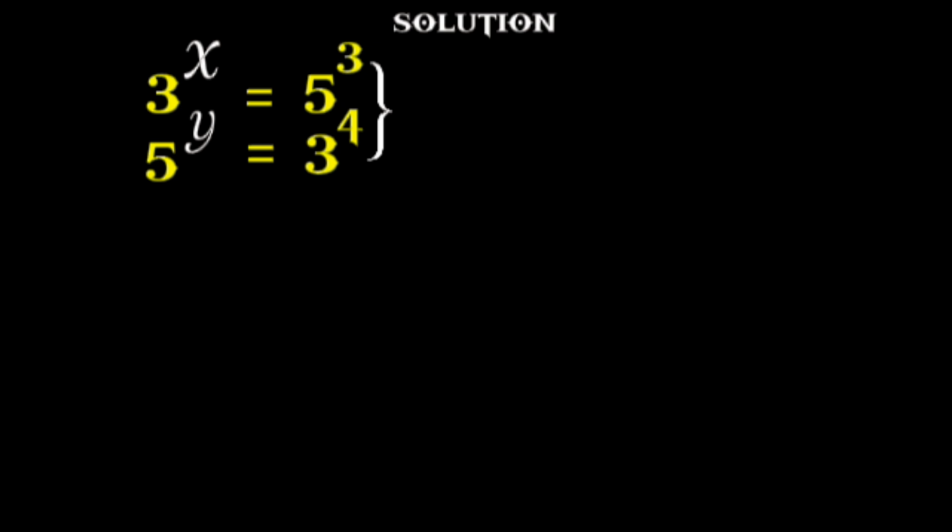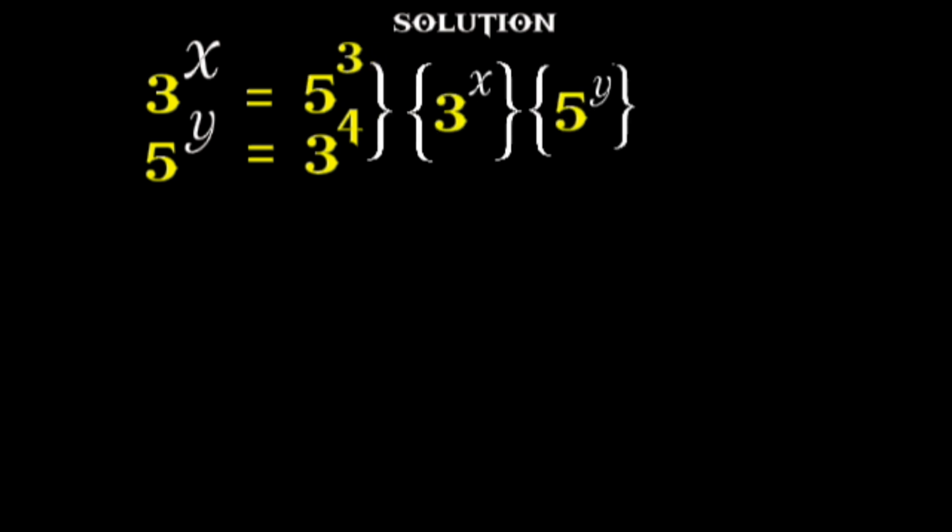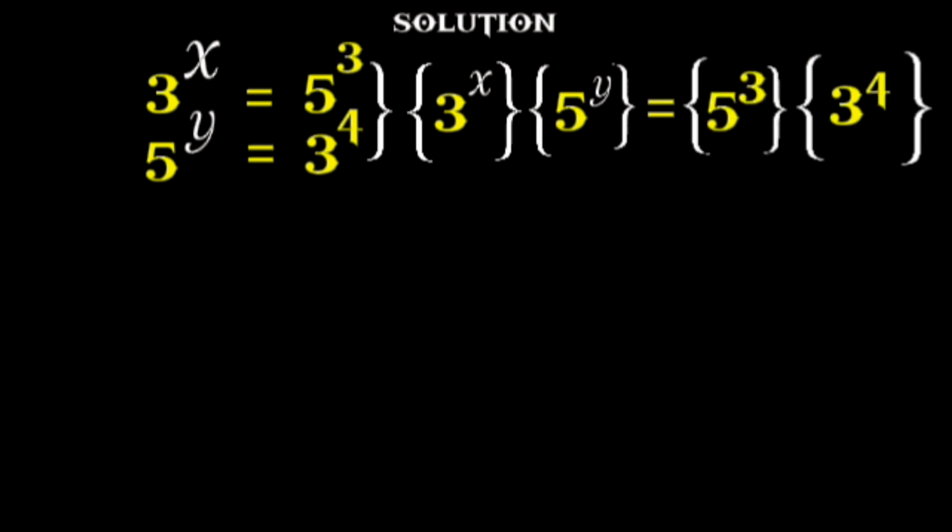On one side, you have 3 raised to the power of x multiplied by 5 raised to the power of y. On the other side, you have 5 raised to the power of 3 multiplied by 3 raised to the power of 4. Rearrange the right side, and you get 3 raised to the power of 4 multiplied by 5 raised to the power of 3.